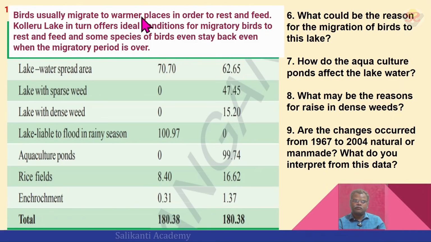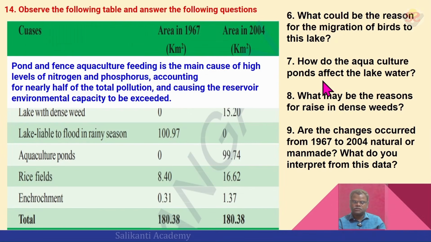Birds usually migrate to warmer places in order to rest and feed. Kolleru Lake, in turn, offers ideal conditions for migratory birds to rest and feed, and some species of birds even stay back even when the migratory period is over. How do the aquaculture ponds affect the lake water? Pond and fence aquaculture feeding is the main cause of high levels of nitrogen and phosphorus, accounting for nearly half of the total pollution and causing the reservoir environmental capacity to be exceeded.